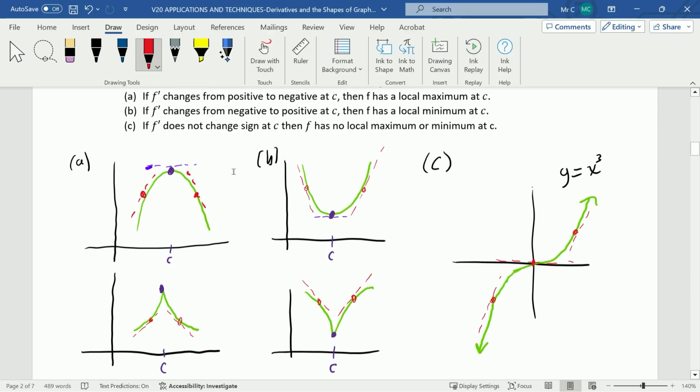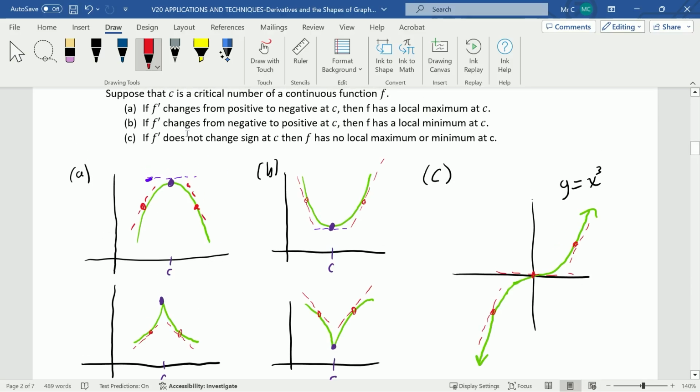Now, if we look at part B of this theorem, it says if f prime changes from negative to positive at c, then f has a local minimum at c. So again, we take a look at our pictures here, and we go, okay, well here, the derivative is 0. This one, the derivative at c doesn't exist. In both cases, our derivatives are negative beforehand and positive after. Negative, then positive. And in both cases, we see that these points, f of c, correspond to local minimums.